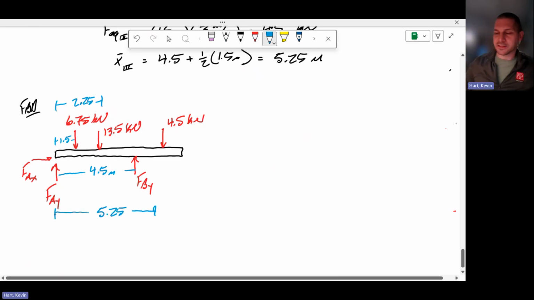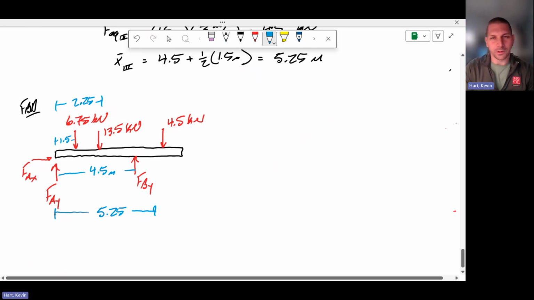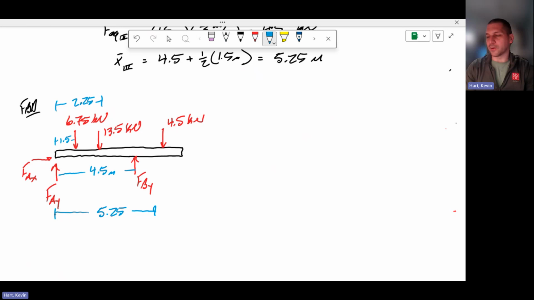Okay, so that's it. I'm going to call the example here. We have simple 2D equilibrium at this point with a beam. Everything's at nice right angles. You could go through this and solve FAY, FBY, and FAX pretty simplistically.